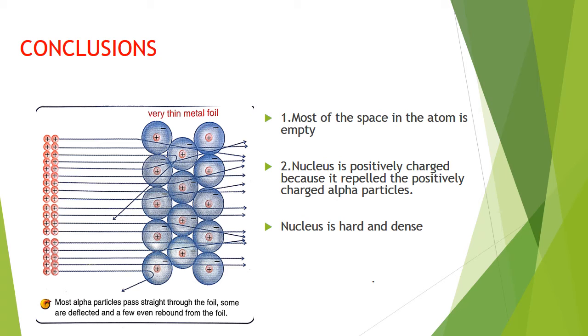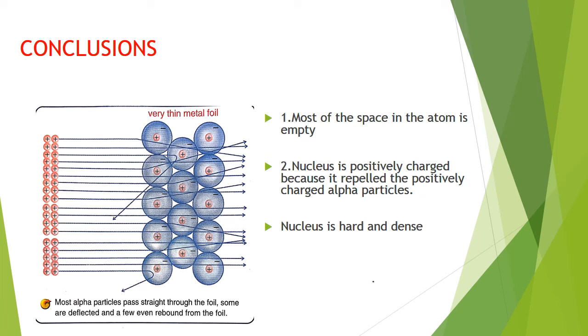To these observations, Rutherford made these conclusions. Number one, most of the space in an atom is empty. You can see here that this alpha particle traveling straight, once it enters into the atom, it is passing straight through it. And most of these rays pass straight through the atoms of the gold. He concluded that the space in an atom is empty, most of the space.